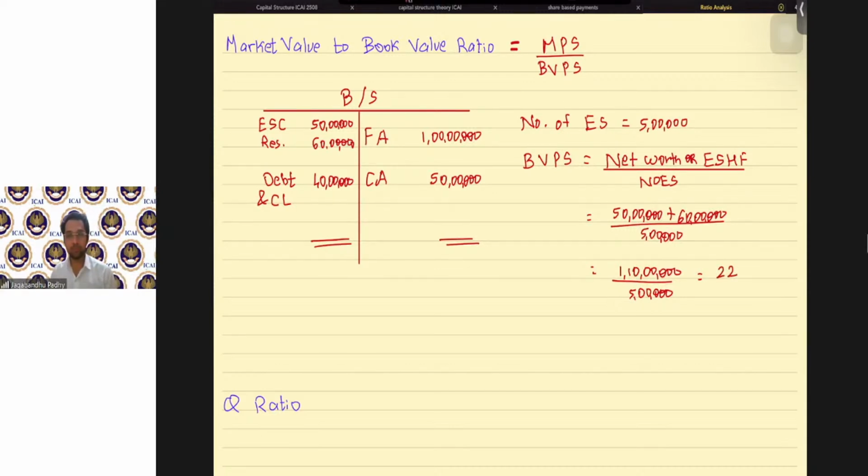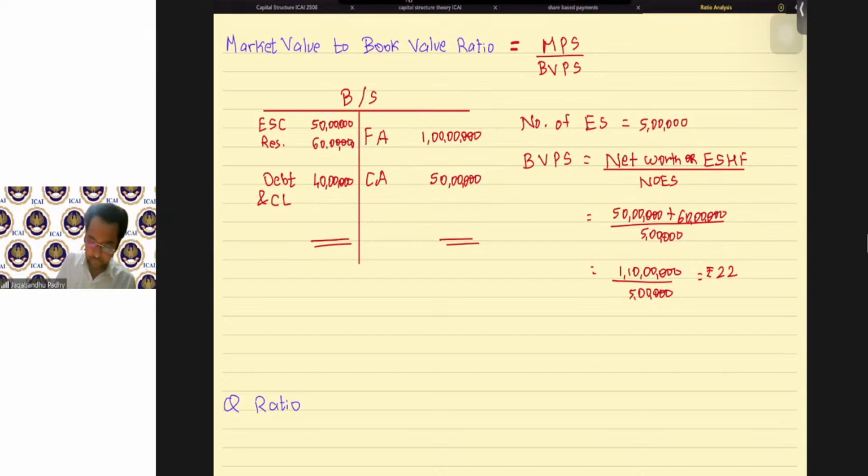That is 22. Okay, 22 is the book value per share. This 22 figure denotes the book value of the assets net of liabilities in the balance sheet of the company. Or I can say this is the accounting value of each share, which takes into account the book value of the assets as adjusted by the book value of the debt and current liabilities. Okay, this is the book value per share.